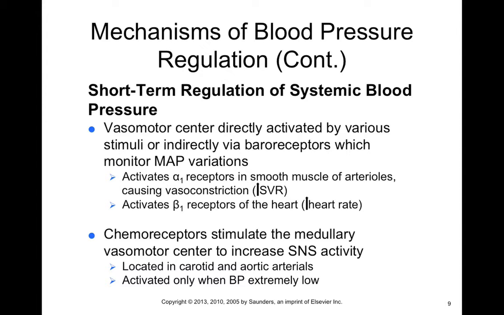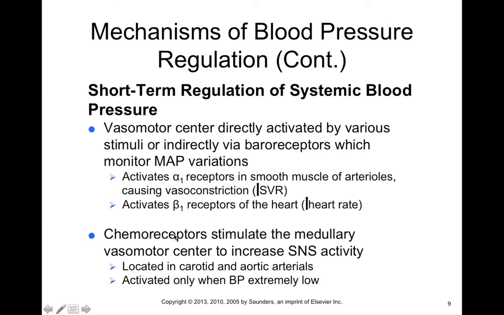Now, if it's determined that your blood pressure is too low, what this vasomotor center can do is send output through the sympathetic nerves to alpha 1 receptors in smooth muscle of arterioles, and that can cause vasoconstriction of your arterioles, which can increase systemic vascular resistance, which increases blood pressure. We can also activate beta 1 receptors in the heart to increase heart rate, which would increase cardiac output, which would also increase blood pressure. So the vasomotor center can actually really quickly make adjustments in blood pressure in that regard.